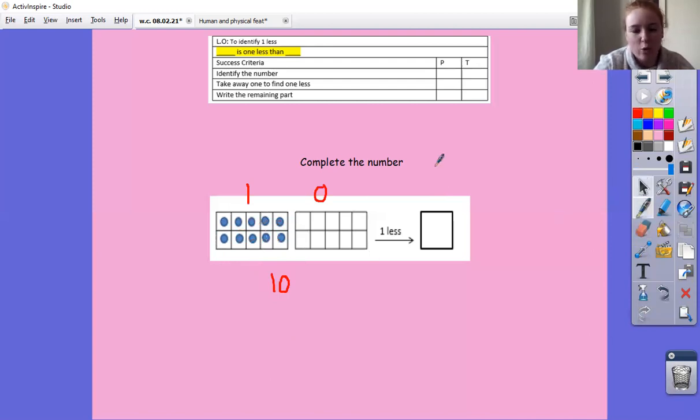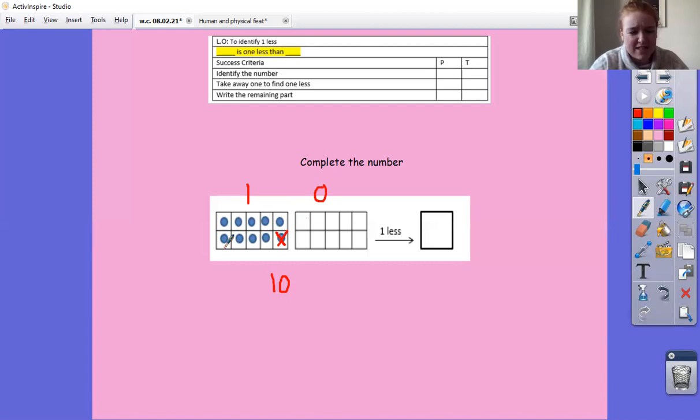Fantastic. I want to find out what 1 less than 10 is. So what do I need to do? I need to cross out 1 one. But I've not got any 1s to cross out. So what can I do? Well, I know that 1 ten is made up of 10 ones. So I can cross out one of my 1s from my 10 if I have no 1s in this section. If I had a 1 over here, I would cross it out, but I don't. So I know I can cross out one of the 1s from my 10.